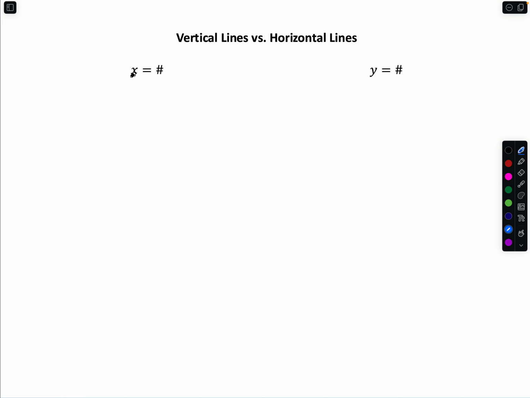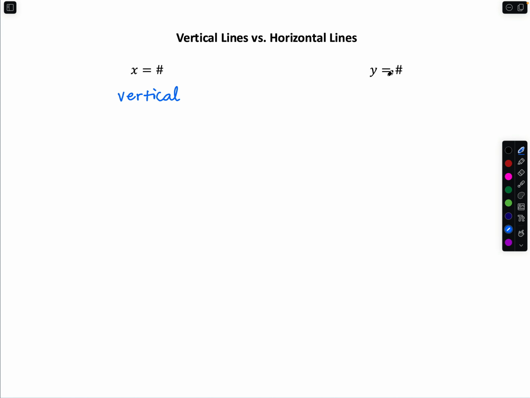It says for any y, x is equal to this. Since it doesn't reference y, that implies that all y's exist, or for all y's, this is my x value. So this is going to be a vertical line. And remember that your vertical lines have an undefined slope.